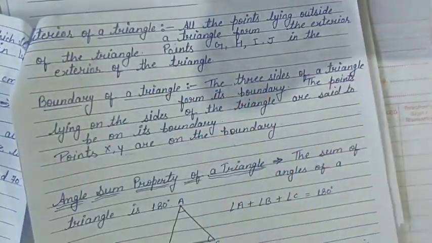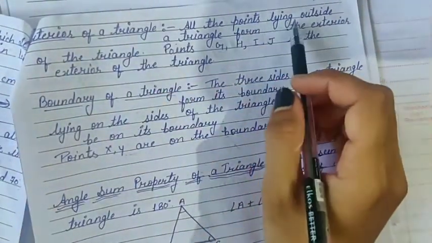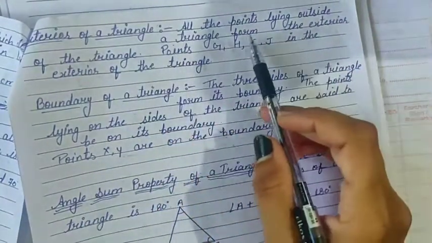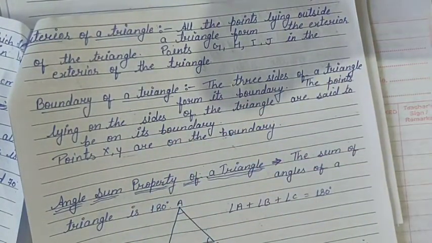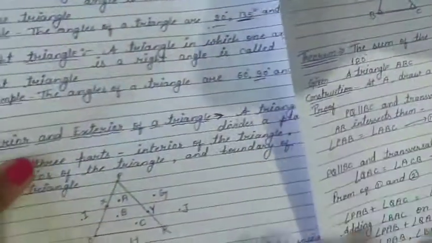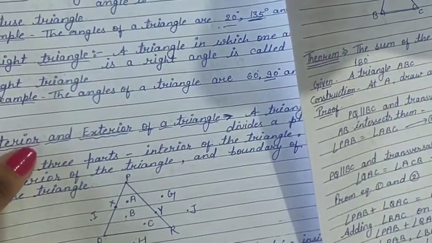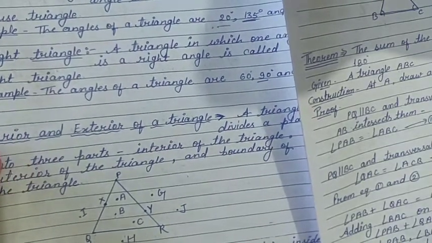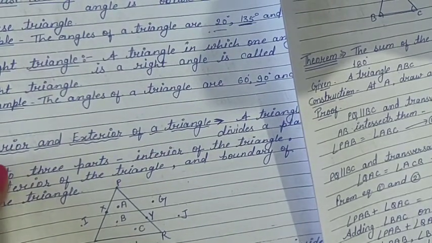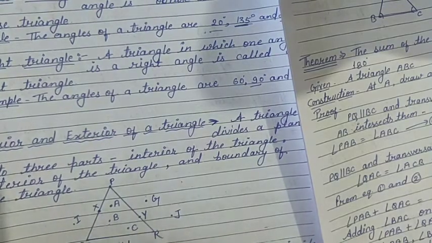Now exterior of a triangle. All the points lying outside a triangle form the exterior of the triangle. Points G, H, I, J. These are in the exterior of the triangle because all these points are lying outside of this triangle.